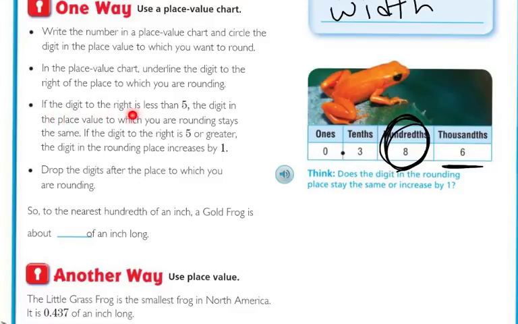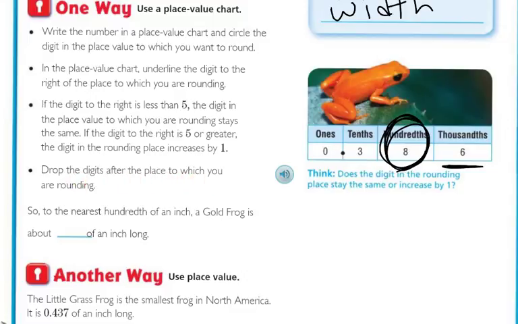So if the digit to the right is less than 5, the digit in the place value to which you are rounding stays the same. If the digit to the right is 5 or greater, the digit that you are rounding is increased by 1. So if I'm looking, this is a 6 and it is greater than 5. Therefore, this 8 is going to be increased by 1. Then we're going to drop the digits after the place you are rounding.